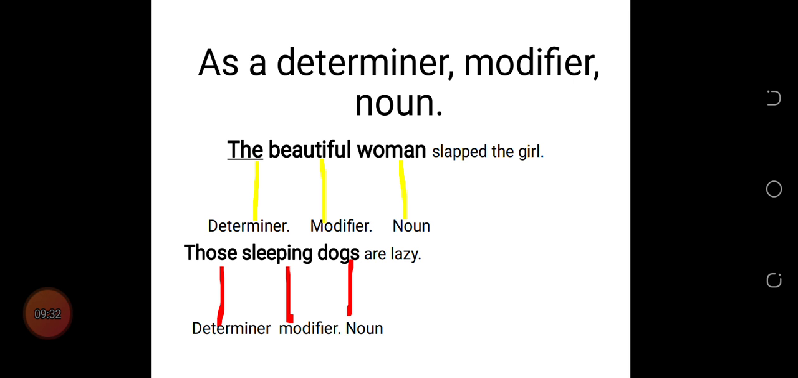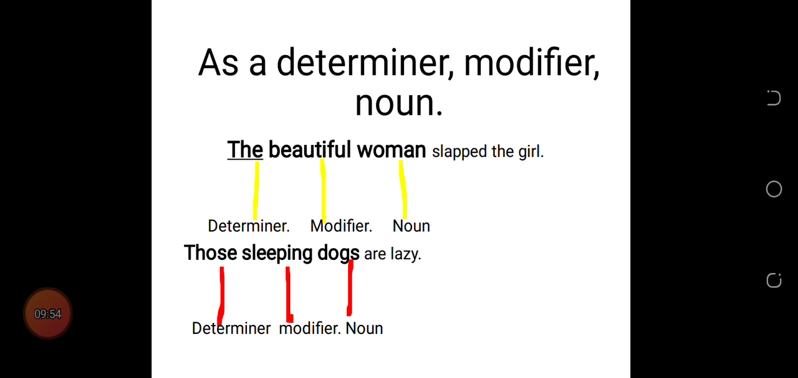So the is a determiner. Okay, beautiful is a modifier, modifying what? The noun woman. And so if you want to underline the noun phrase, you underline the beautiful woman. To that point, you stop. That is a noun phrase. I hope you are making sense with this. All right, let's look at the next one.